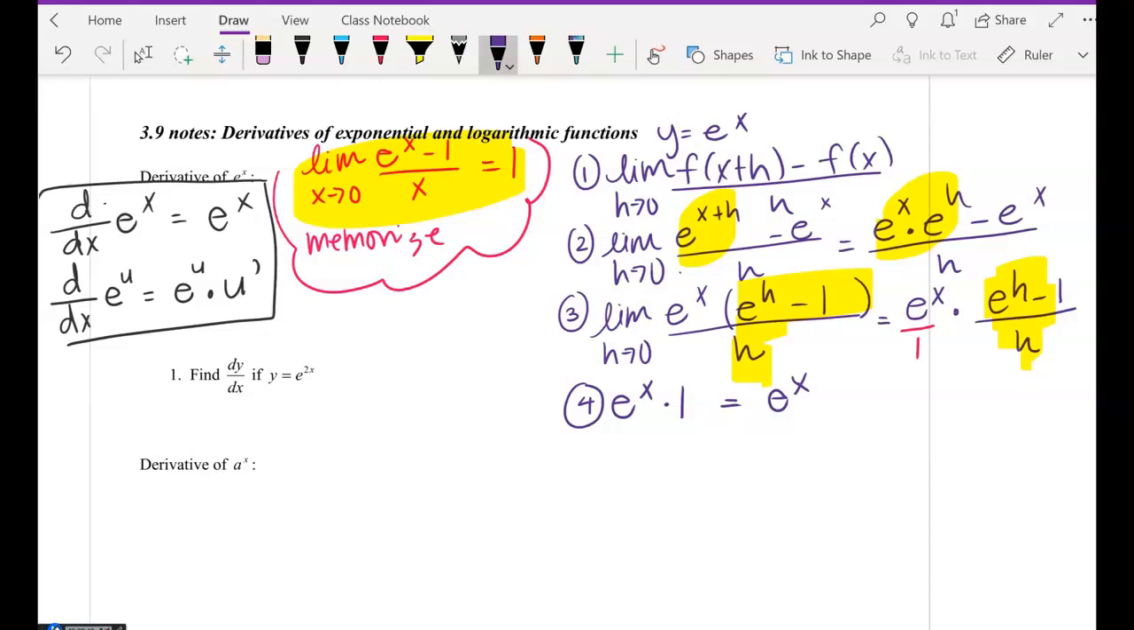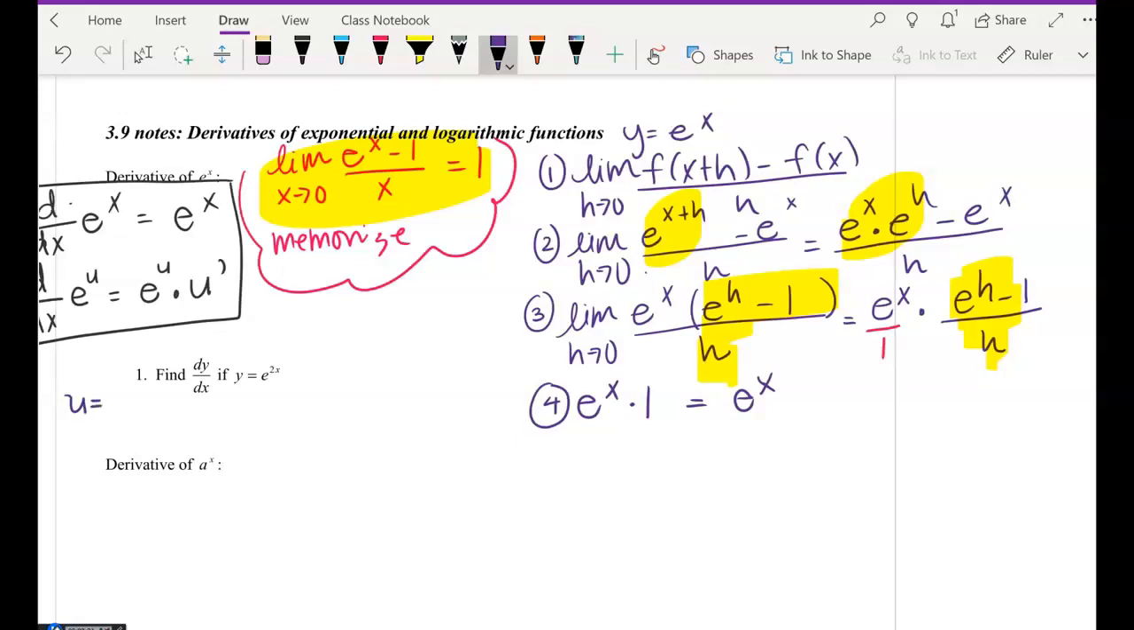Example 1, find dy over dx if y equals e to the 2x. You can do the chain rule or you can use u substitution. So let's use u substitution. I use u substitution, you don't have to. u is 2x, so u prime is 2. I will rewrite this as y equals e to the u.